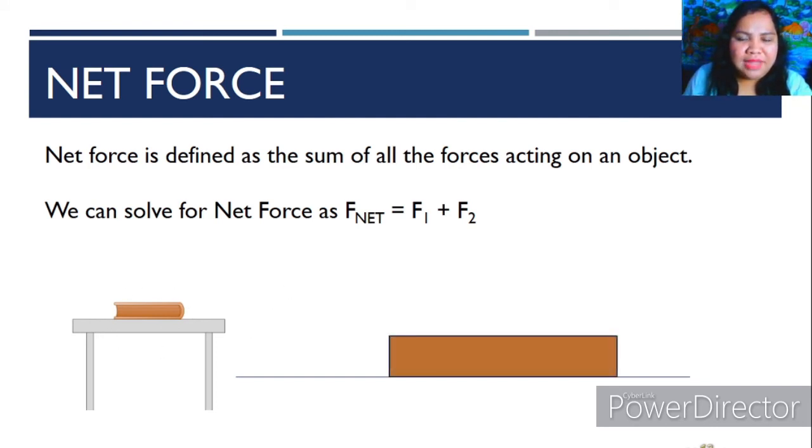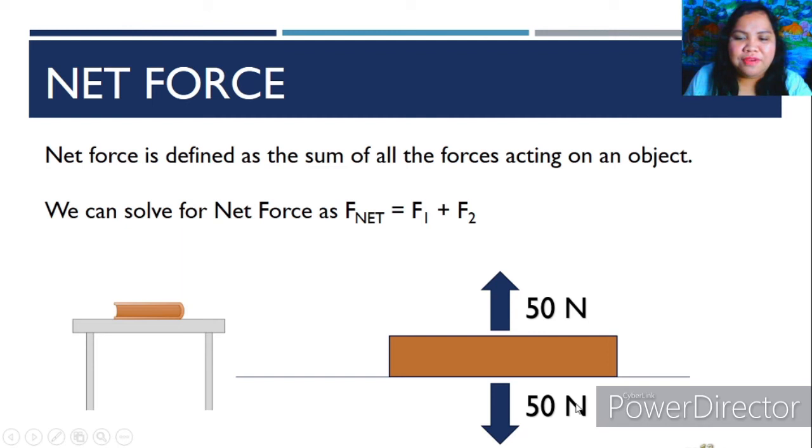The book on top of the table. Let's calculate the net force acting on the book. Okay, so now we know it has normal force and gravitational force. So for the normal force, we have here 50 newtons, and for the gravitational force, we have 50 newtons. So when we calculate for the net force, what is the correct answer for that one? Or what is the net force acting on the table or acting on the book on top of the table? Can you solve that one? Please take note that the forces are acting on the opposite direction.